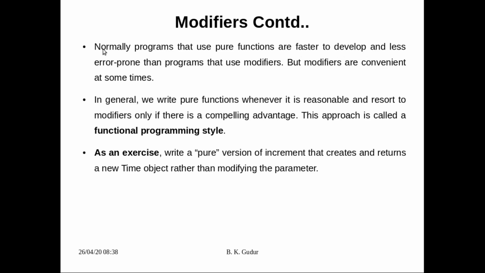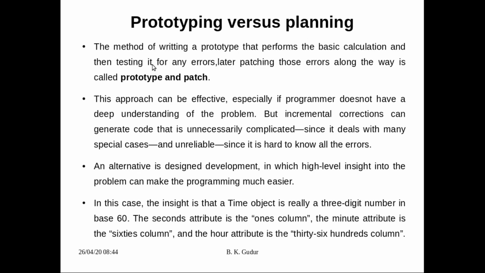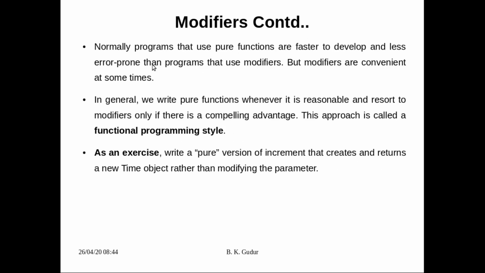One of the important things is that writing a program using pure functions is faster to develop and less error prone, because if it's a modifier, so many functions might be modifying that object. Because of that it may not be possible to keep track of which particular functions are modifying and which are not. But remember, modifiers are convenient sometimes. It's not that we will not use modifier functions. We will use modifier functions wherever it is required.